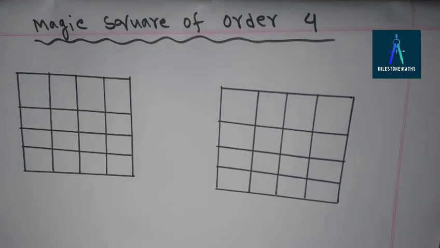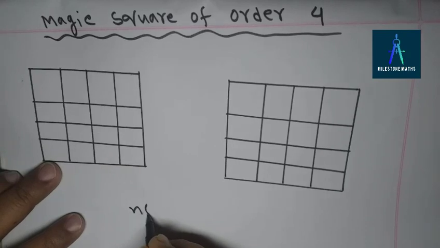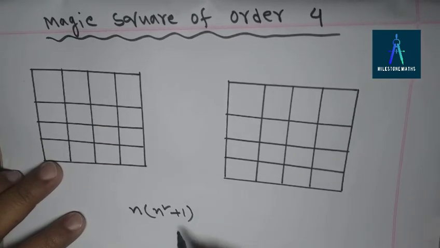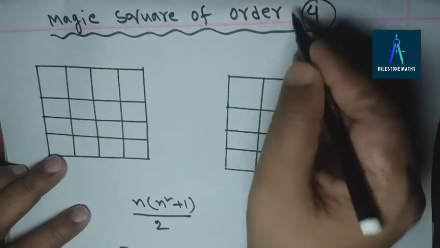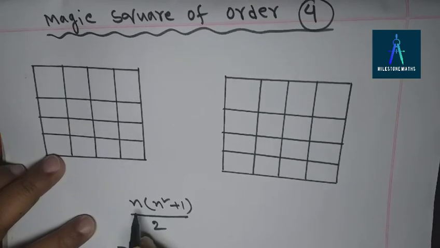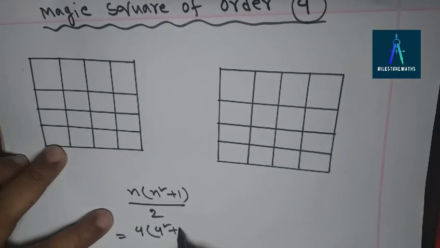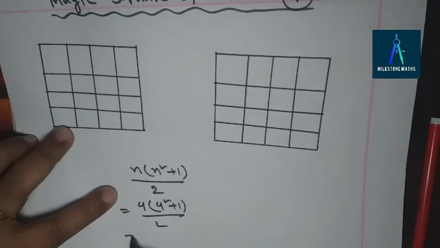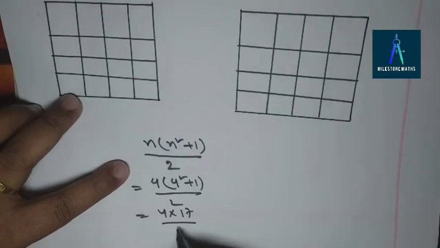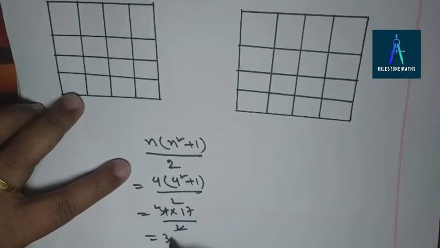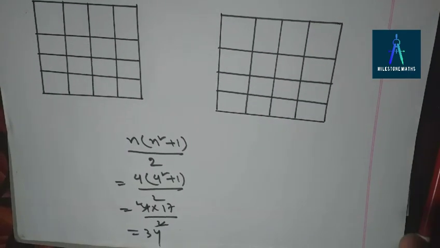So first I will find out the number of magic square of order 4 by using this formula, n into n square plus 1 divided by 2. So this is magic square of order 4, so I will write 4 instead of n. So 4 into 4 square plus 1 divided by 2. 4 multiply 4 square means 16 plus 1, 17 divided by 2. If we cut, we will get 34. So 34 is the number of magic square of order 4.